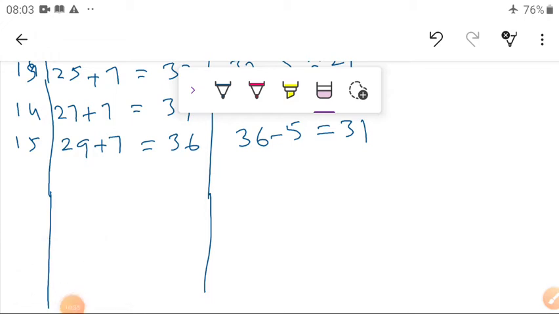Okay, so the 16th one now. Here, 36 is the total conductors completed. So 18 into 2, 36 total conductors completed. But what will happen? 31 plus 7, so we are going to 38.